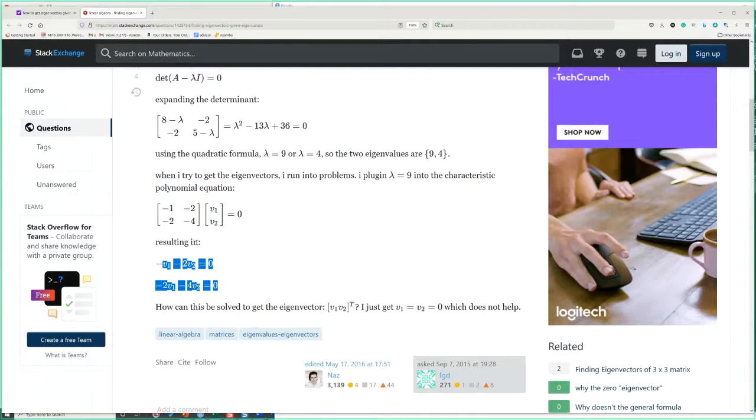I said for lambda equal to 9, these are the equations and they are dependent equations. That means both of them are not independent. You won't get v1 and v2 separately. Once you determine v1, automatically v2 is determined. That's what this equation means. So you say v1 is 2, then v2 becomes 1 in this case. Are you with me? Yes. That's it. Your system is determined.